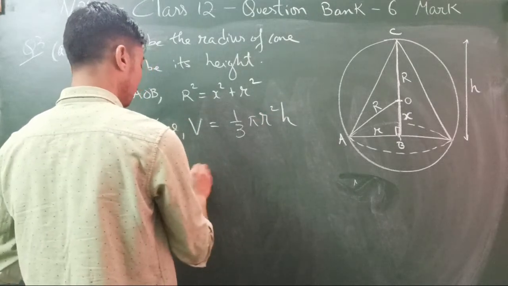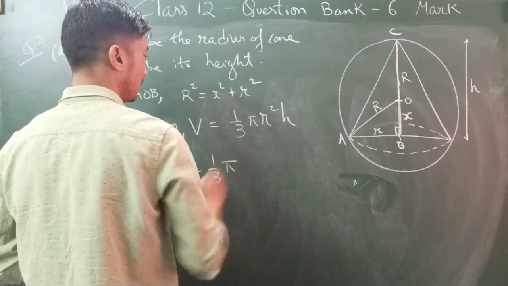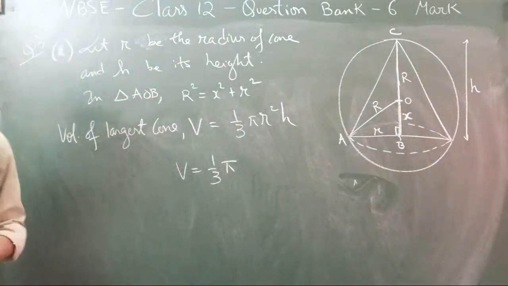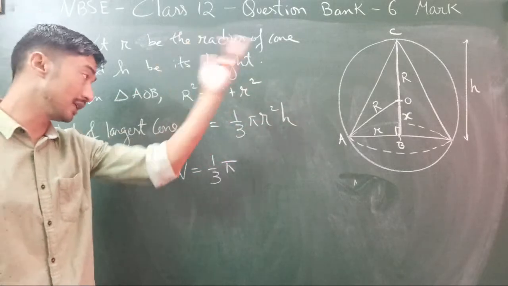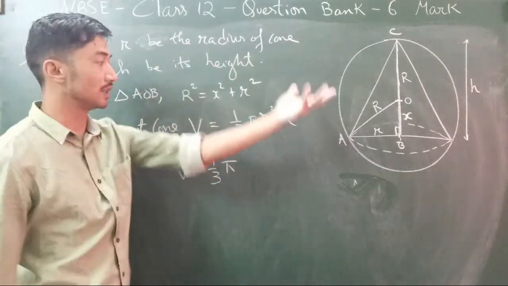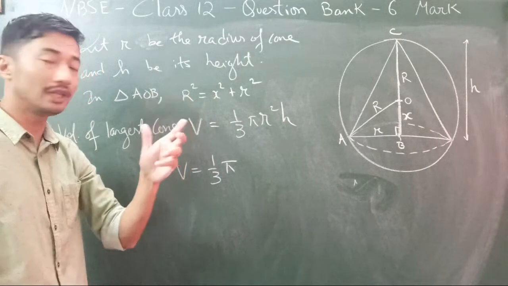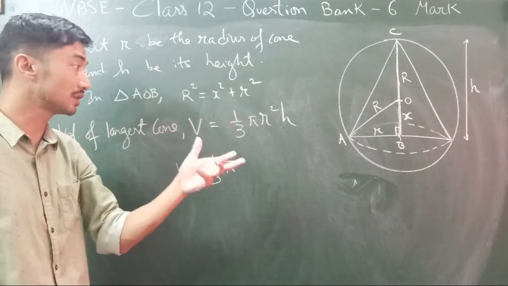So volume will be 1 by 3 pi. Now you decide which one. Because here we have now two parameters, r and h. Now it's up to you to decide which one do you want to convert, because I need only one parameter, one variable with respect to which I will start differentiating.